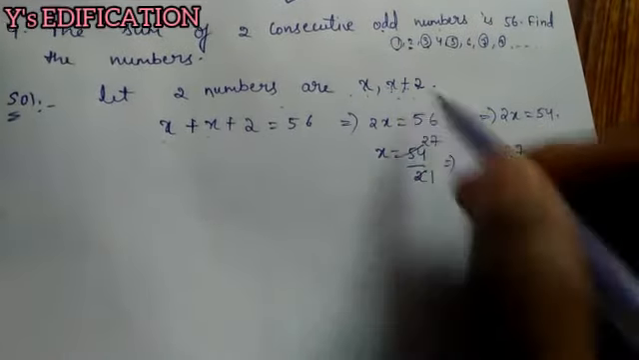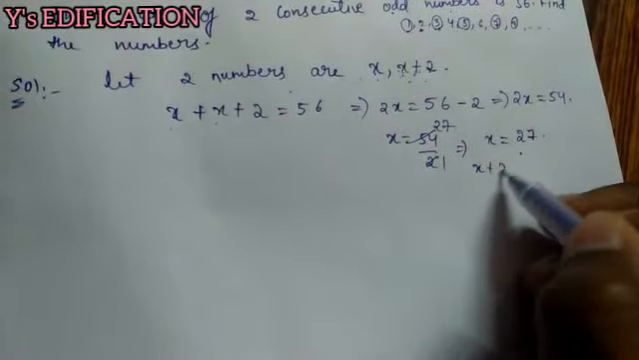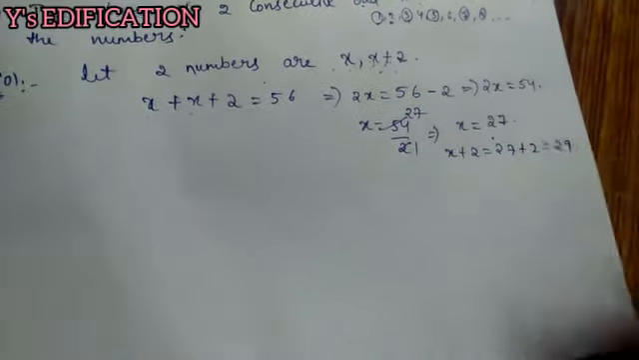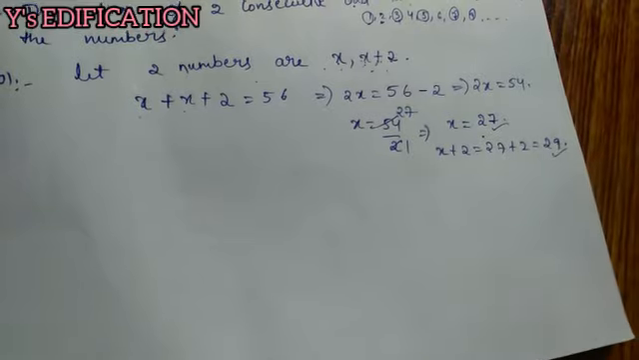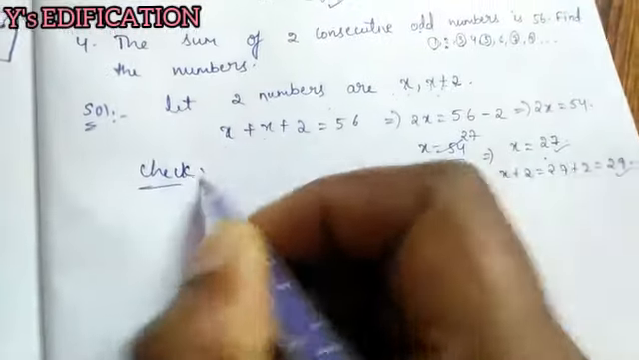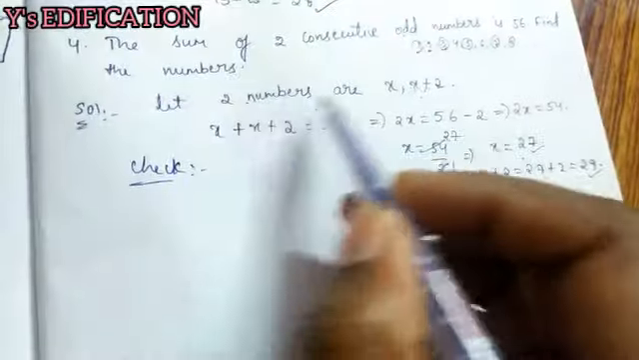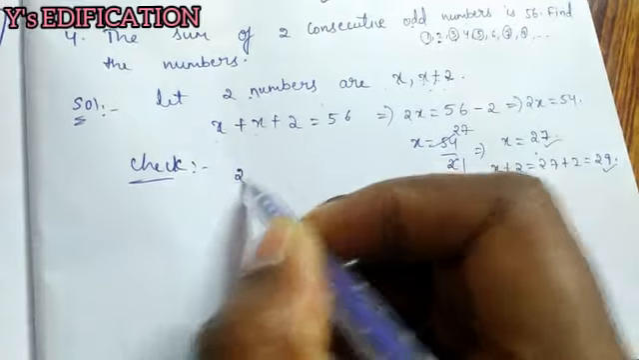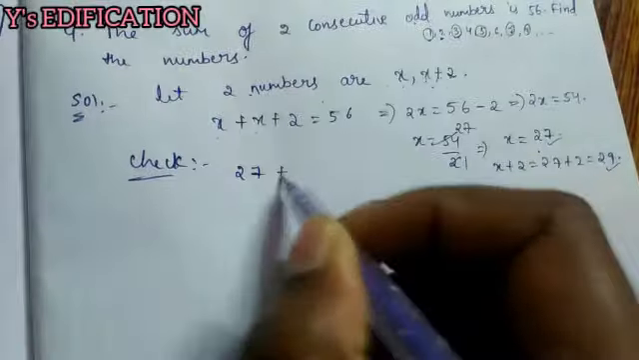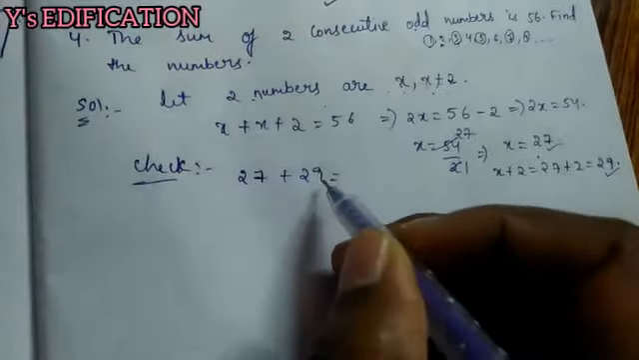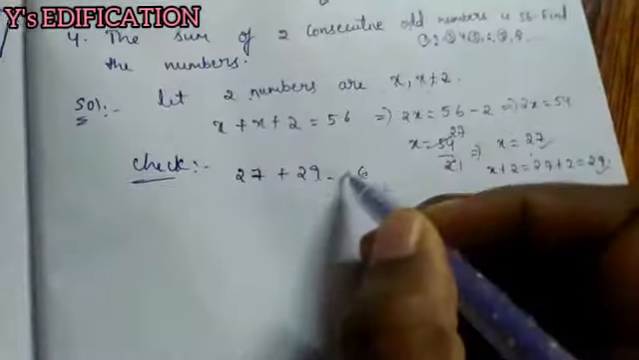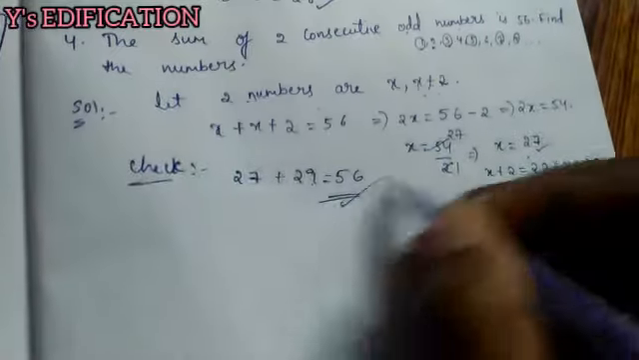What is the second number? X plus 2. That means 27 plus 2 is equal to 29. So one number is 27 and the second number is 29. And we have to check whether this is right or wrong. If we add two consecutive numbers, the result will be 56. So add those two numbers, 27 plus 29. You add these, 9 plus 7 is 16, 4, 56. So this is the right answer.